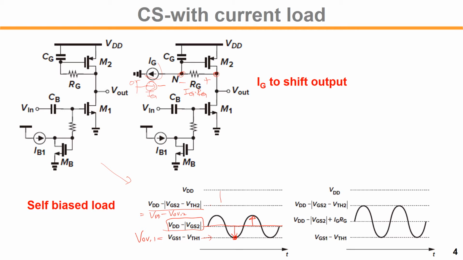So in this case, the output common mode is skewed down near to ground, so we have to move it back up. By having proper IG times RG, we can move the output common mode level to the middle of the output full scale range, so that we can increase the output swing range. Okay.